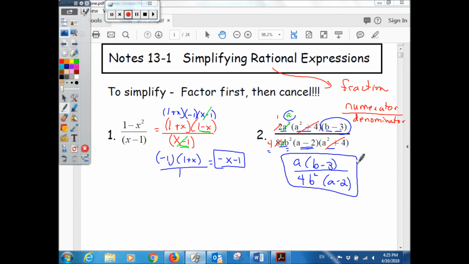And we want to leave our answers in factored form. So at that point you're finished, as long as there are no more than one of each of these variables, the a and the b, your numeric values have been simplified like you would a fraction, and there are no other factors in common on the numerator and denominator.